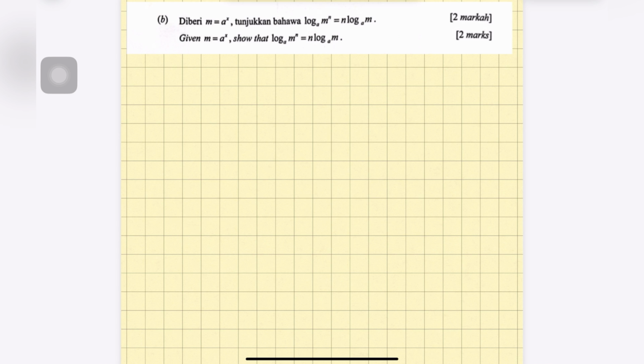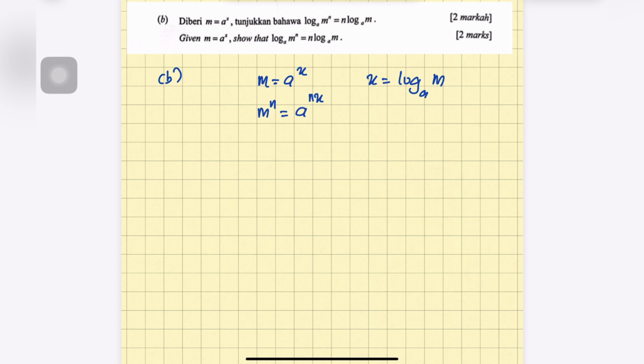B, given m equals to a power of x, show that log m power of n base a equals to n log m base a. Okay, so given m equals to a power of x. So then change to log form. So x equals to log m base a. Right, okay. So this one kita powerkan both side with power of n. So dapat a power of nx.